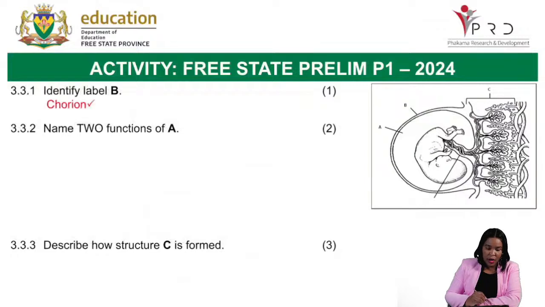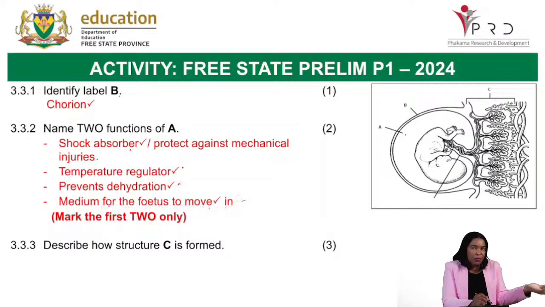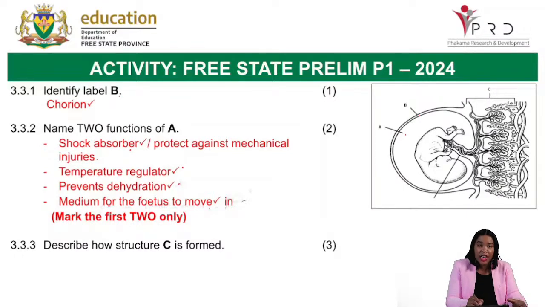So let us take a look at the answers. So here, you try to provide the label for B. What is B? Chorion. Were you correct? I hope so. Name the two functions of A, which is your amniotic fluid. We said what are the functions there? Shock absorber or protect against mechanical injuries. Temperature regulator, prevents dehydration, or it is a medium for the fetus to move in. Remember, the fetus will change position as you go for sauna. You will see the fetus moving and changing.